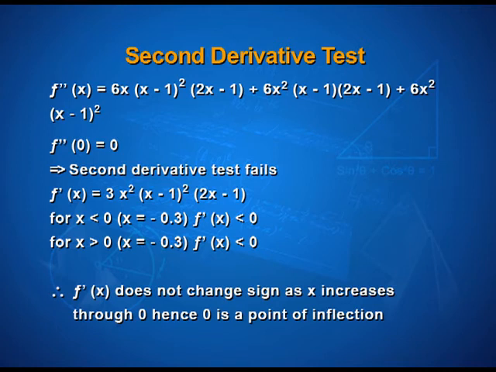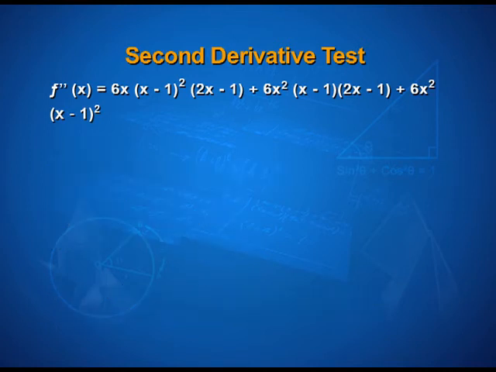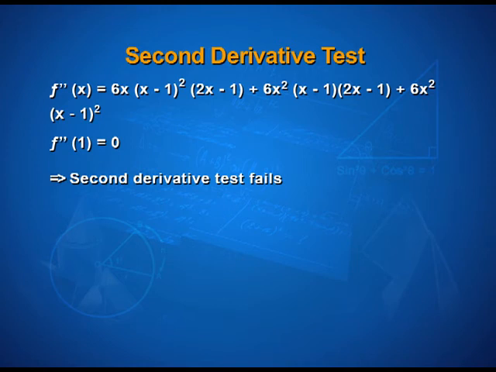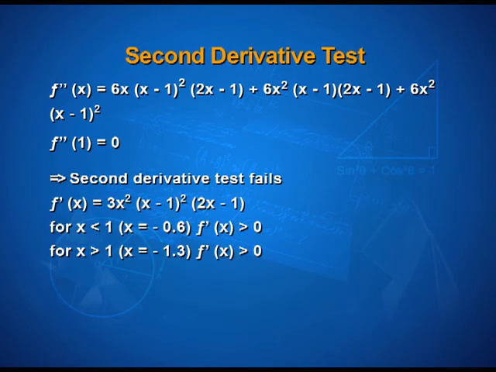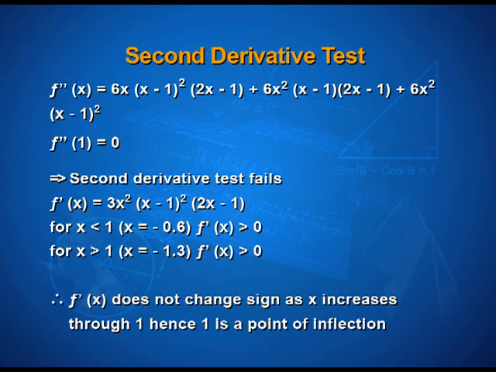and therefore, we have got a point of inflection. Considering the second order derivative at 1, in this case again the derivative is 0 and therefore, the second derivative test fails. As in the previous case, take values less than and greater than 1. Again, in this function, because there was something special about the function because of the repeated factors, we end up with one more point of inflection.